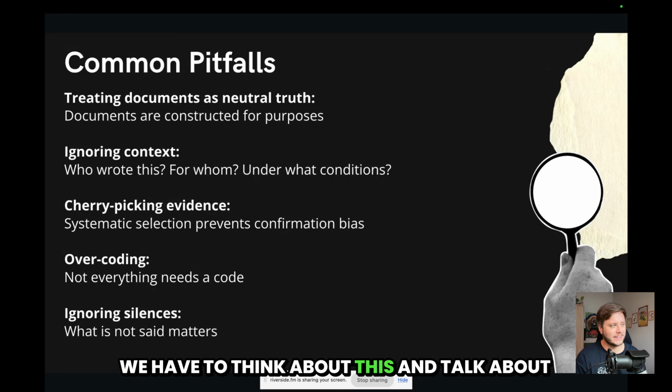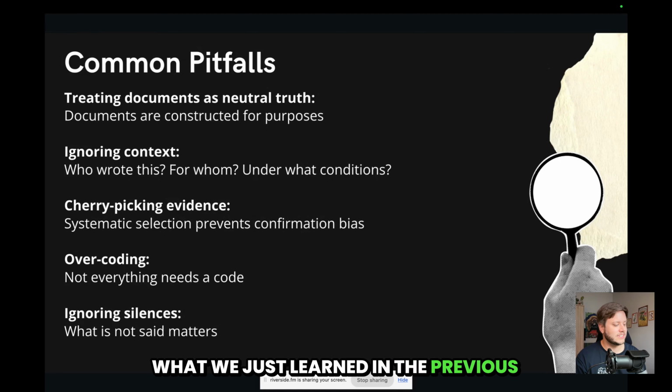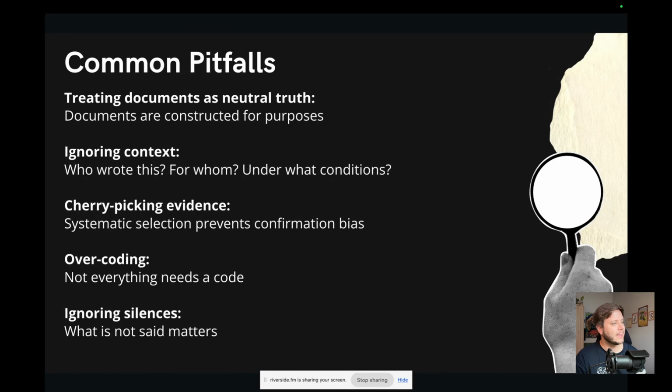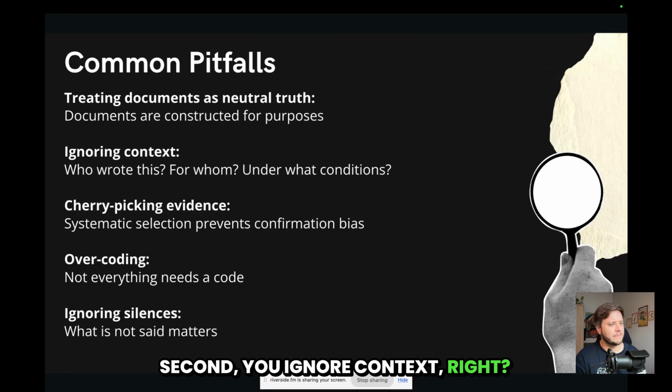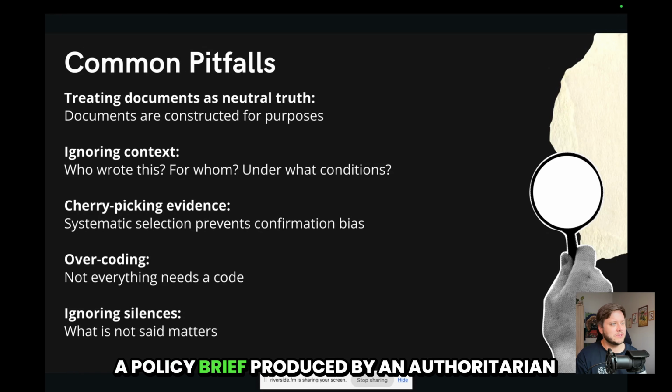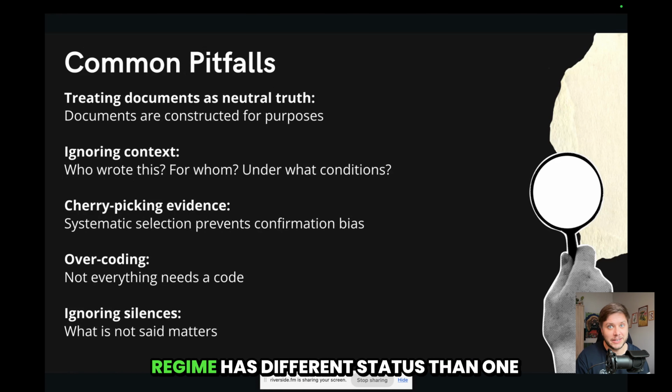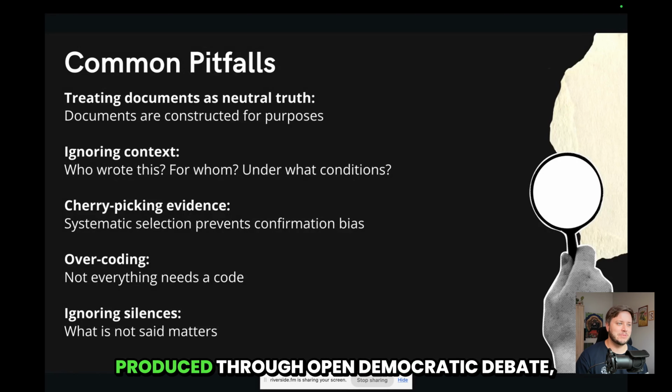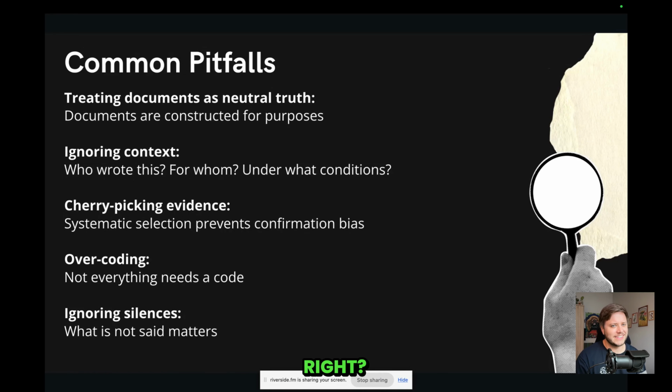We have to think about this and talk about what we just learned in the previous lecture about how assessments are being undertaken. Second, you ignore context, right? Who wrote the document and for whom, under what conditions? A policy brief produced by an authoritarian regime has different status than one produced through open democratic debate, right? So think about who wrote this, who was the audience. This is when we're thinking about the quality of our data.